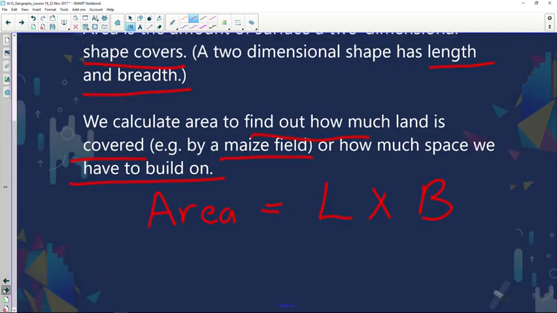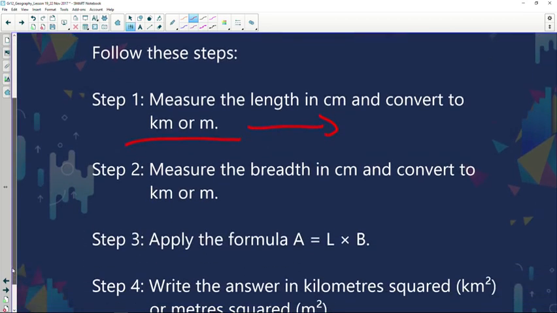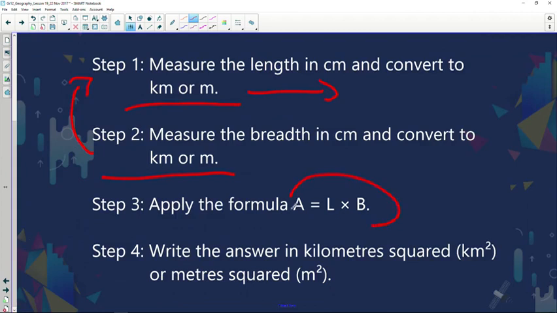If you look at area, first of all, area consists of a formula: length times breadth. If we quickly continue to the next slide, there are a couple of steps that we need to look at. The first step, measure the length in centimeters and convert it to kilometers or meters. The question will stipulate if they want your answer in square kilometers or in square meters. Your second step, measure the breadth in centimeters and convert it to kilometers or meters. Same procedure as step 1. And then you apply the two to the formula, area equals length times breadth. And lastly, write the answer in square kilometers or square meters.